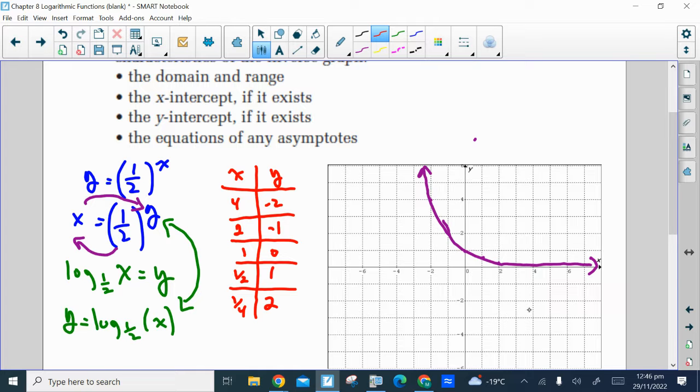4, comma negative 2, 2, comma negative 1, 1, comma 0, 1/2, comma 1, and 1/4, comma 2. This is what the graph of that logarithmic function looks like. Again, because the base is 1/2, it is a decreasing function.